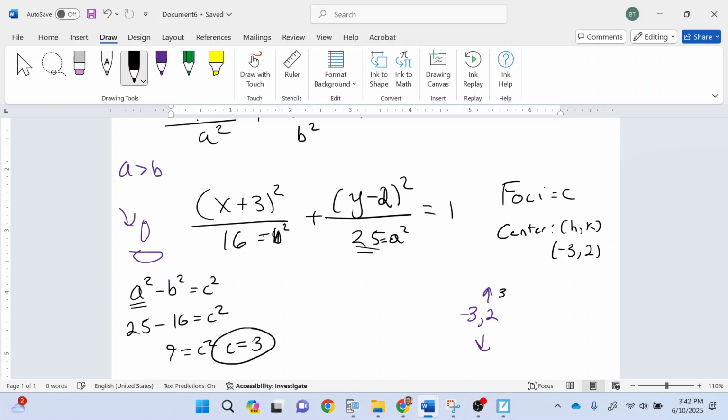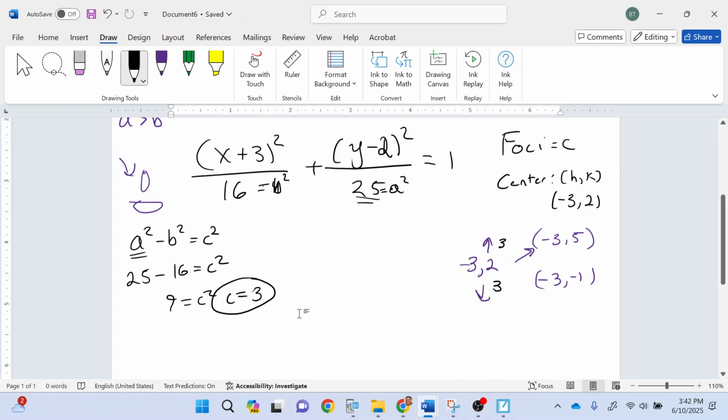So since I'm going up 3 and down 3, that means my two foci are going to be going up 3, negative 3 comma 5, and going down 3, negative 3 comma negative 1. If I was going left and right, I would add it to my x values. I'm trying to think what else you need to do.